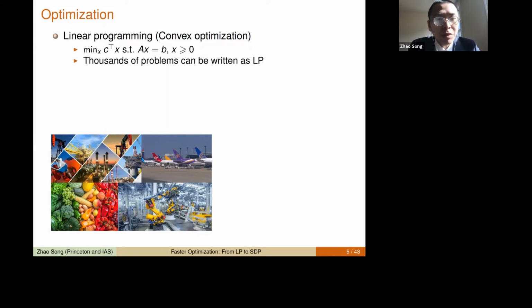There are solvable problems. It can be written as an LP, and this is also known as one of the top 10 algorithms in the last century.